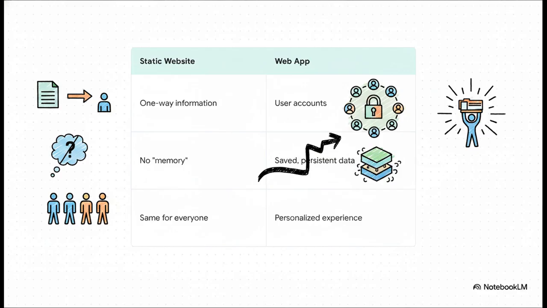A real web app has user accounts. It has a memory. It saves your data, so it's there when you come back. And because of that, the experience is totally personalized. That moment when a user can log in, see their own stuff, and know it'll be there tomorrow, that is the moment a website truly becomes an application.